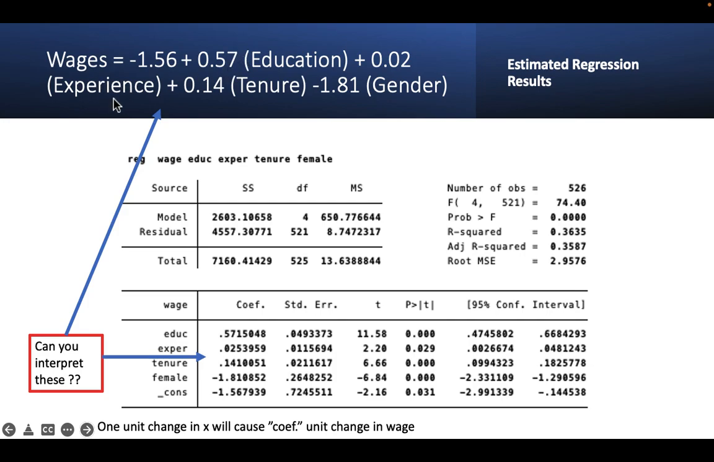A unit increase in experience would result in wages increasing by 0.02. A unit increase in tenure will result in wages increasing by 0.14. If you are a female, wages would be lower by 1.81.